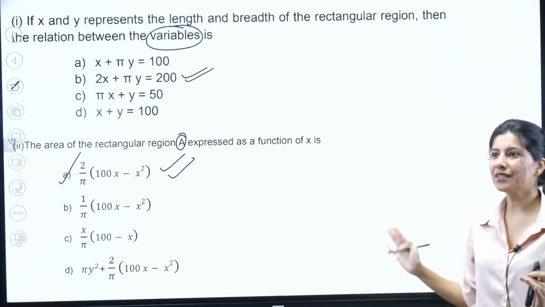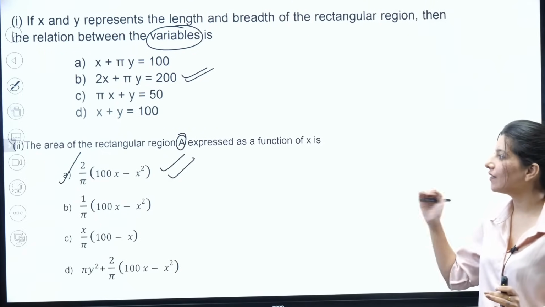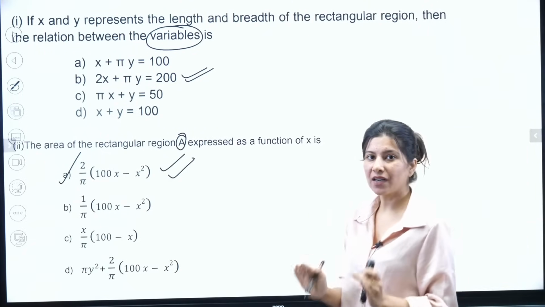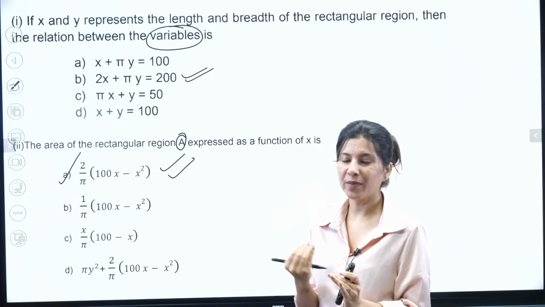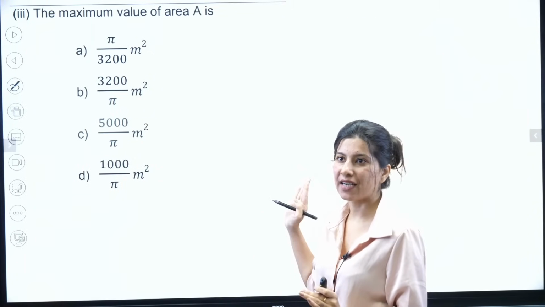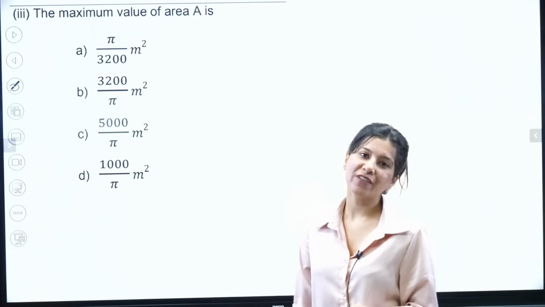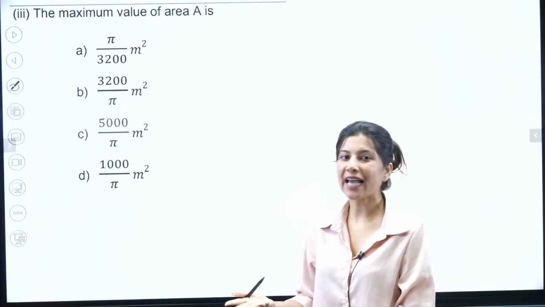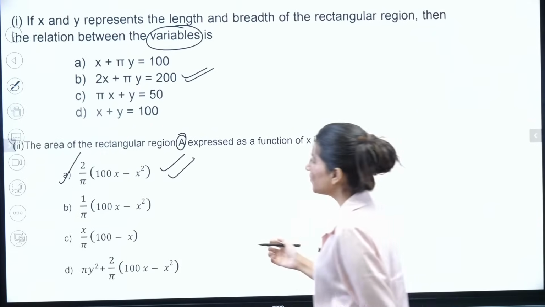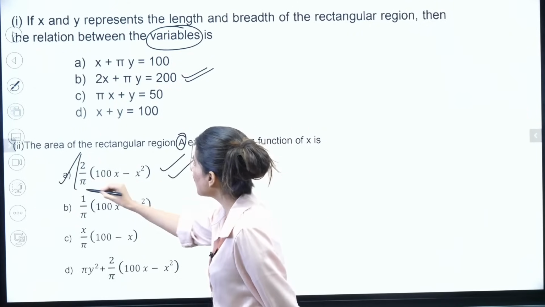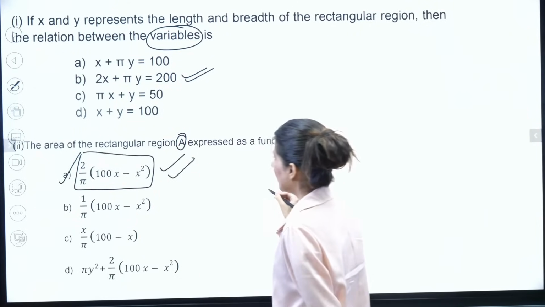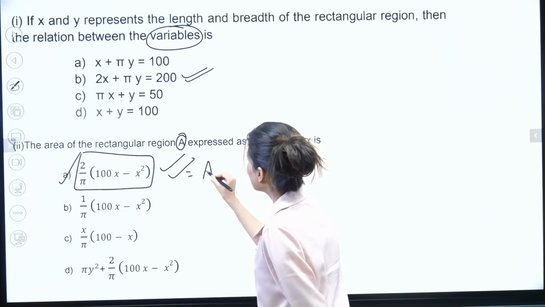So what we have to do is just read the question, the paragraph, nicely, understand, infer the information, and one by one quickly tick the answers. The maximum value of area A they are asking about. So this is a calculus based question. Maximum of the area: 2 by pi (100x minus x square). So this is your area. Let us mark it as A.